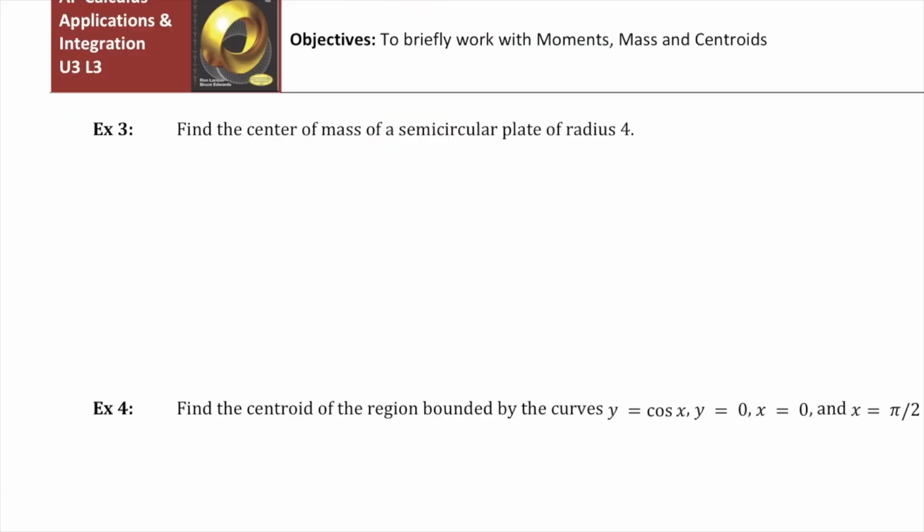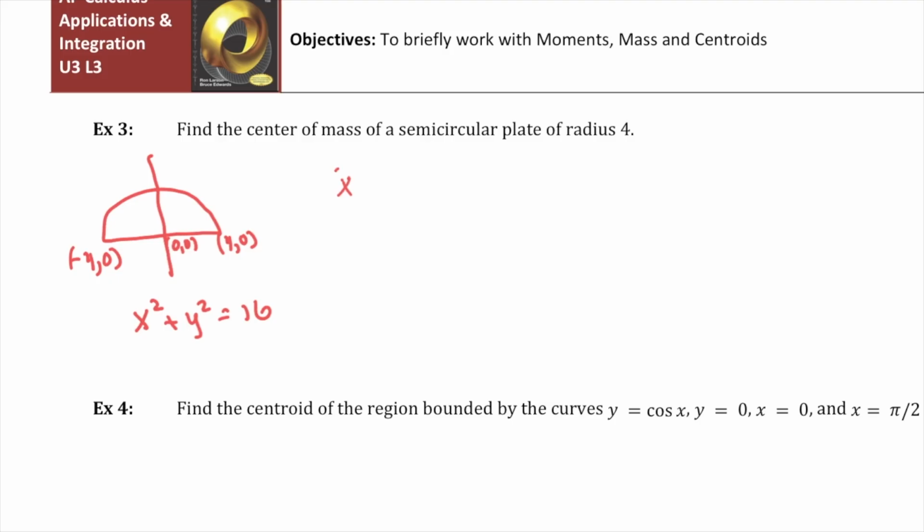For example 3, we're going to find the center of mass for our semicircular plate of radius 4. So of course we want to draw a picture. Here's our semicircle, radius 4. Make certain that you put in some values so that you have a good idea of where our points will be. Once we draw this, we know that x squared plus y squared has to be equal to 16, and we can solve for both x and y depending on what we're looking for.